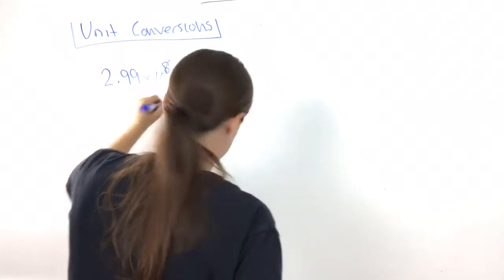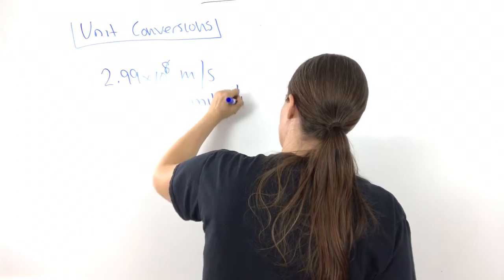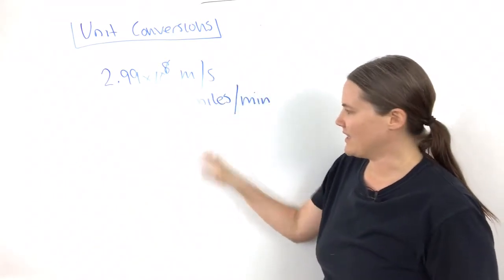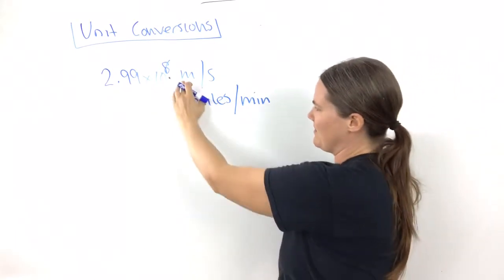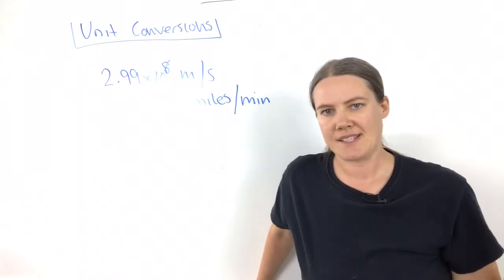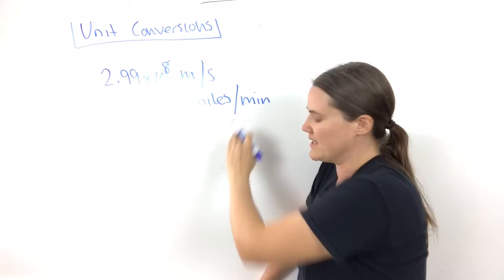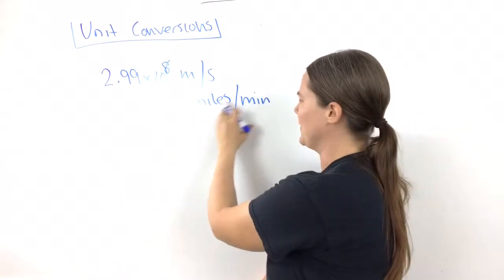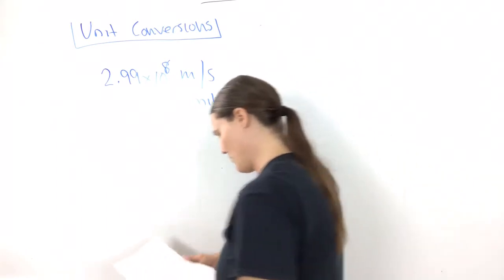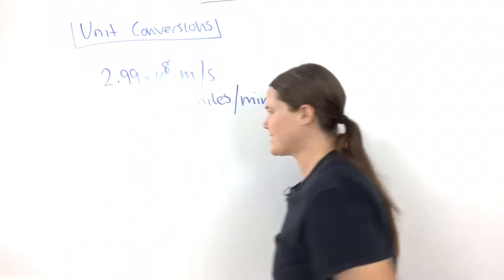And we want this in miles per minute. So this might look really hard at first because we need to change the units on both the top and the bottom. But this is the exact same process as what I was just doing. The only difference is you need to do a conversion for both the top and the bottom. So what I usually do with this is I start with the top. So in this case, we want to convert meters to miles.